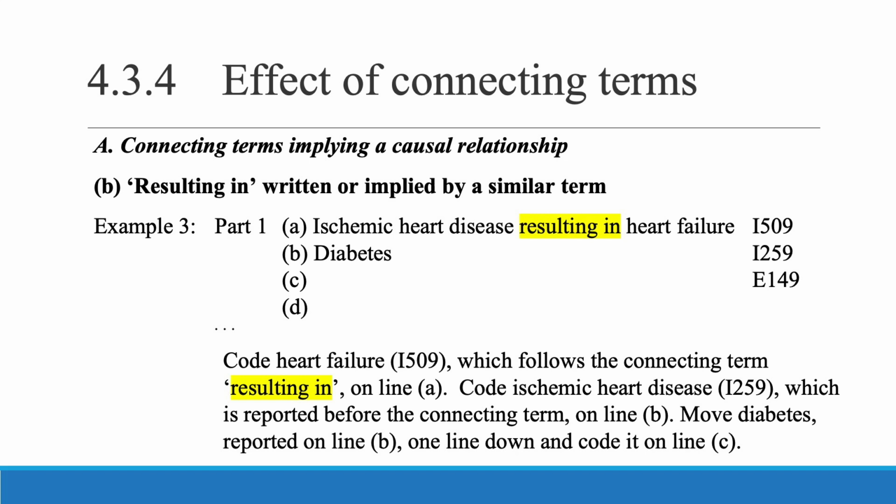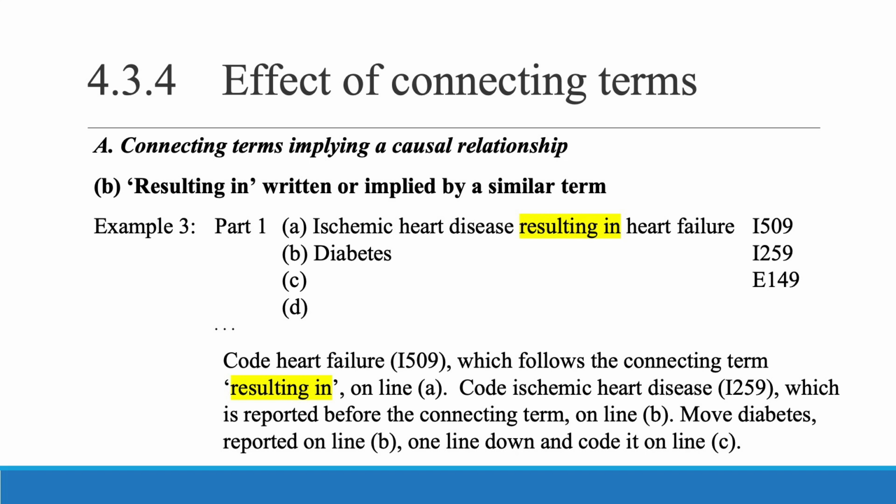Example 3 in subsection 4.3.4, uppercase A, lowercase b, resulting in, written or implied by a similar term. In Part 1, on line A, we see ischemic heart disease resulting in heart failure. On line B, diabetes. The explanation says, code heart failure, which follows the connecting term resulting in, on line A.